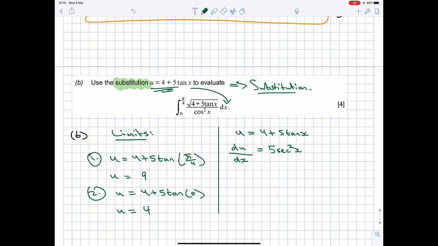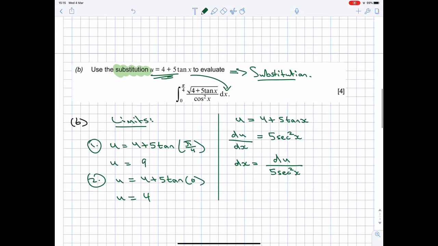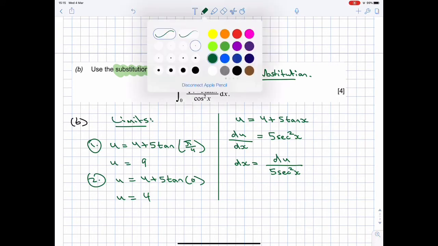But what we need to do here is actually get dx on its own. And what we can do is, if you were to take dx on the other side, then you just take the 5 sec squared x back to the other side. So you have du over 5 sec squared x. And now we're ready to use these parts to integrate this expression.